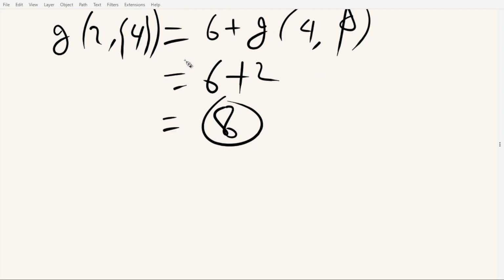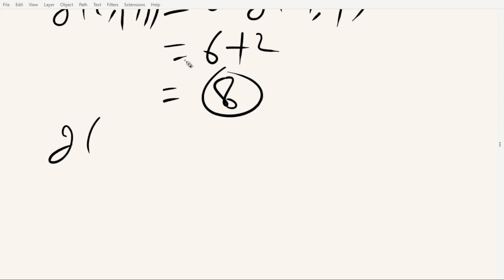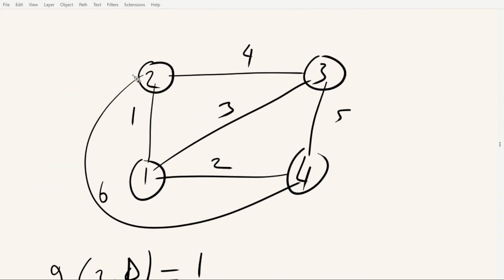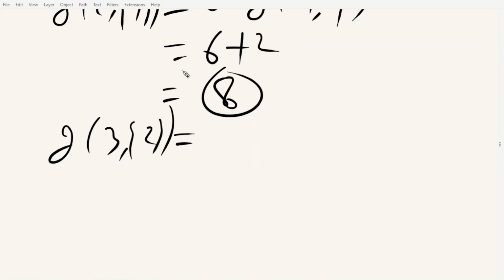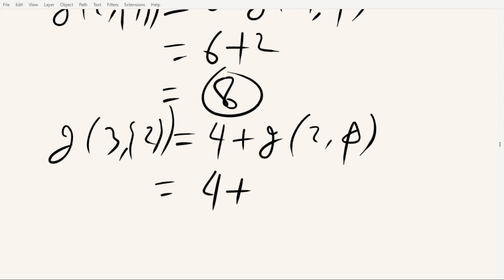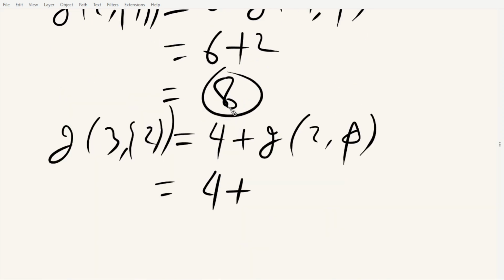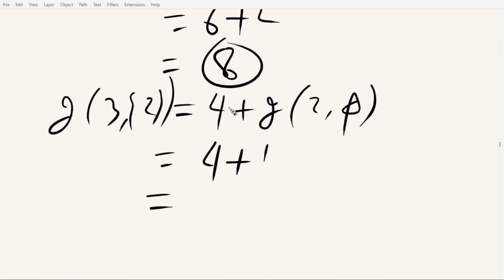Next is G3,{2}. G3,{2} is first 3 to 2 distance. 3 to 2 distance is 4 plus G. We move to 2. Remaining subset is phi. G2 phi is 1. We get the value 5.